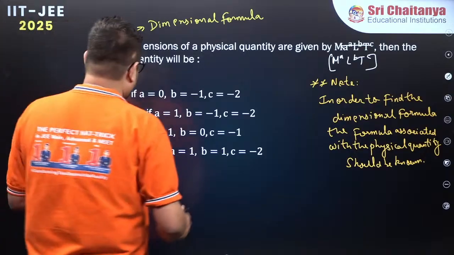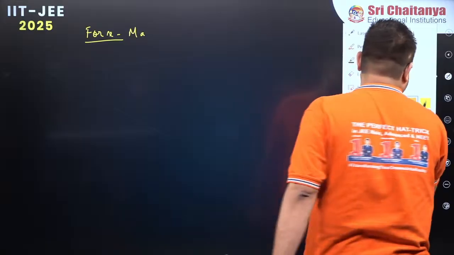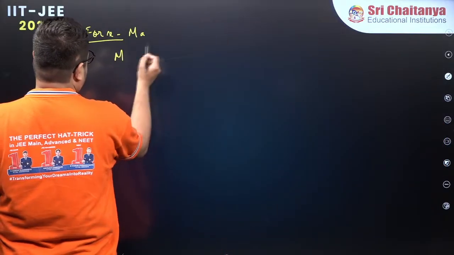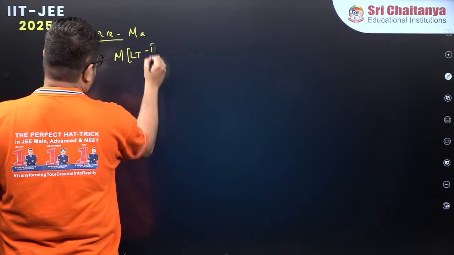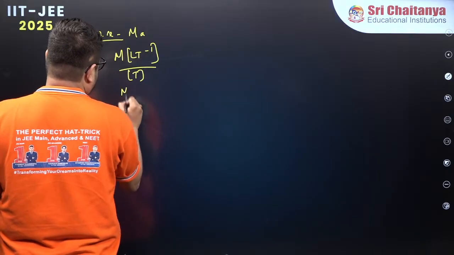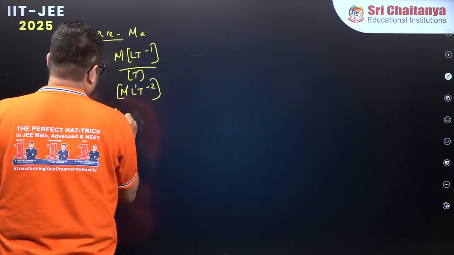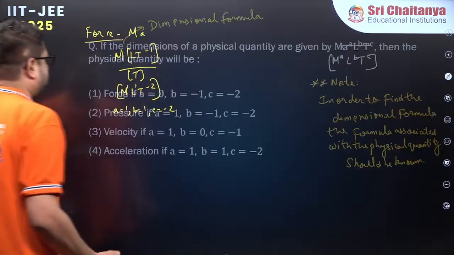Okay, so now we'll start with force. You know that force is going to be equivalent to mass into acceleration, isn't it? And you know that this is how you can write down acceleration: velocity by time, isn't it? What is the dimensional formula of velocity? LT minus 1 by time. So I will be getting, yesterday itself we did, MLT minus 2, M1 L1 T to the power minus 2. That means A is 1, B is 1, C is minus 2. This is what I will be getting for force.